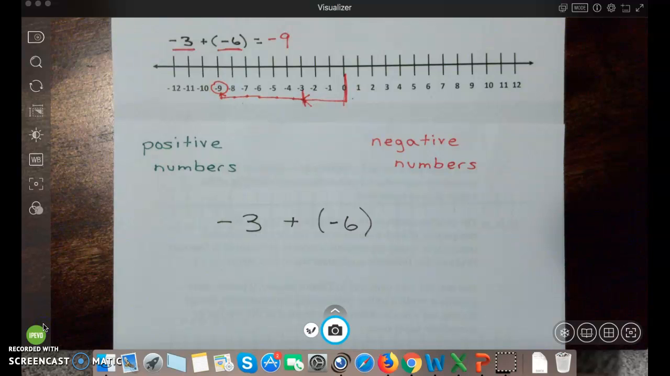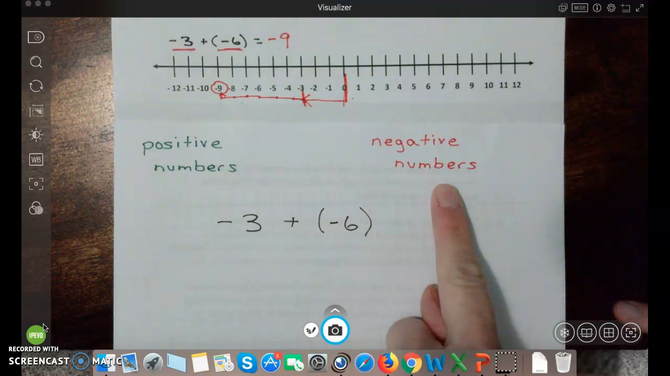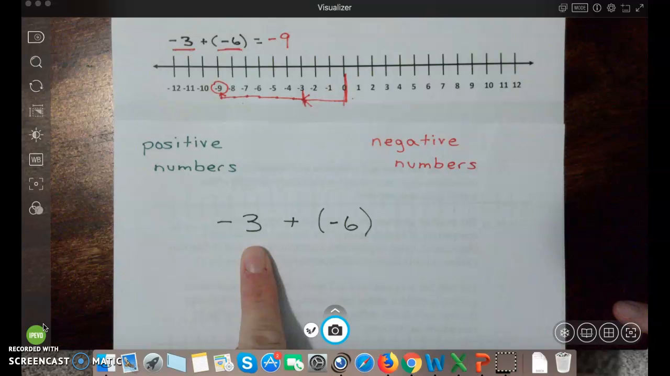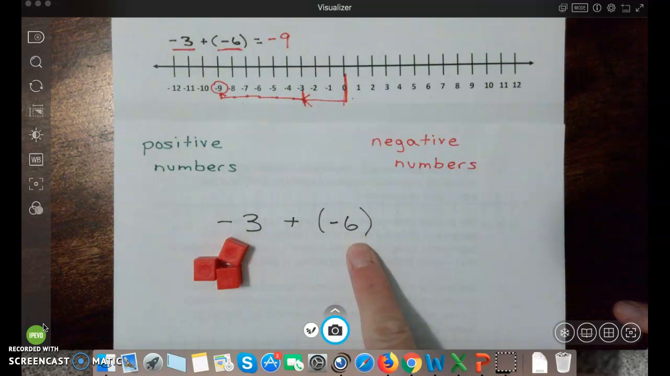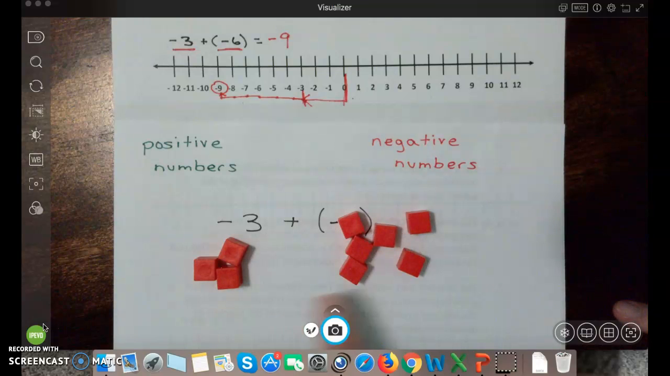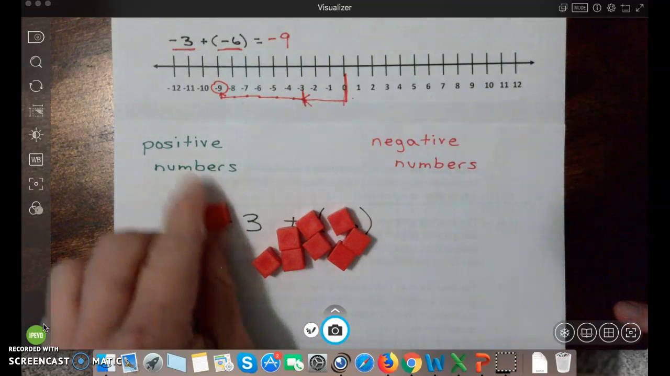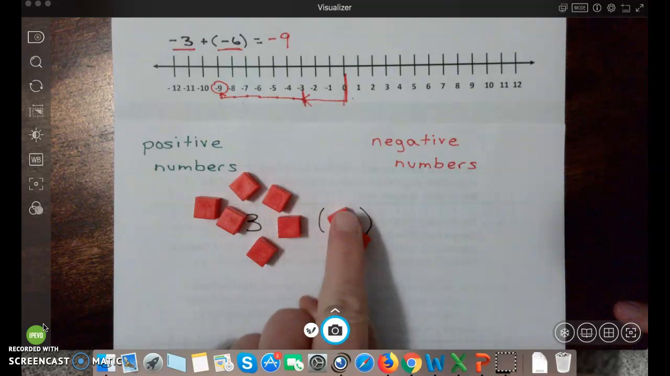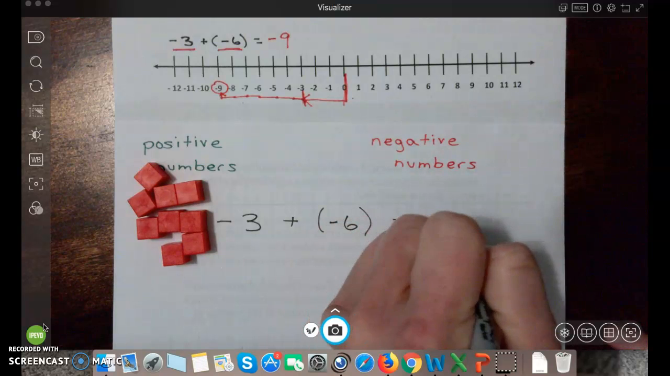Look at this problem using our unit cubes. So again, positive numbers I have represented as green. Negative numbers I have represented as red. So if we take a look at our first number of negative 3, negative means I need red cubes, and 3 means I need 3 of them. And then I'm adding that to a negative 6. Well, negative means I need red again, but this time I need 6 cubes. 1, 2, 3, 4, 5, 6. Since all of my cubes are red, we're just going to put them together and count how many we have. 1, 2, 3, 4, 5, 6, 7, 8, 9. So that means my final answer is negative 9.